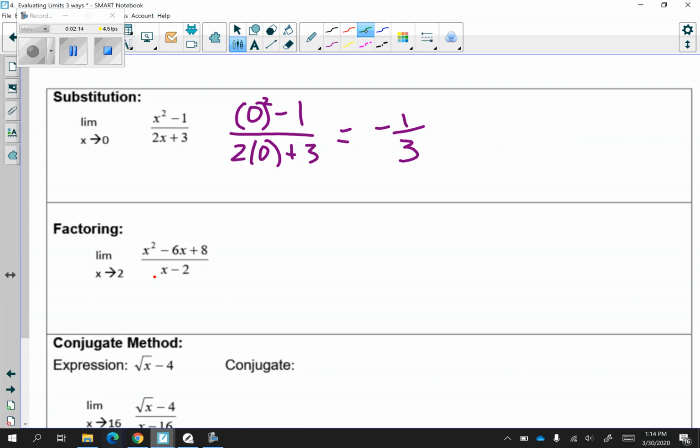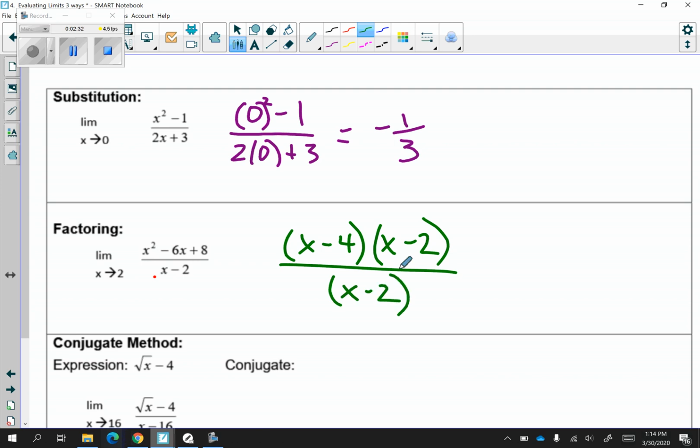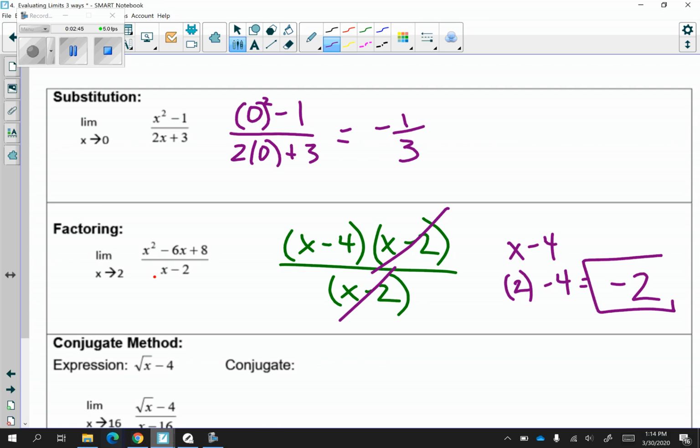Next, let's look at factoring. The limit as x approaches 2 of (x squared minus 6x plus 8) over (x minus 2). Let's factor the numerator. What multiplies to 8 and adds to -6? That's -4 and -2, over x minus 2. Again, we see the x minus 2 cancel out in the numerator and the denominator, and I'm left with x minus 4. And remember, I can substitute the 2 in now, so 2 minus 4 is equal to -2.